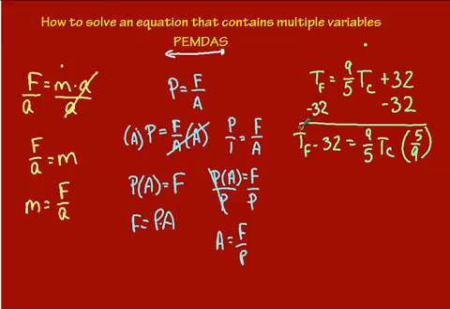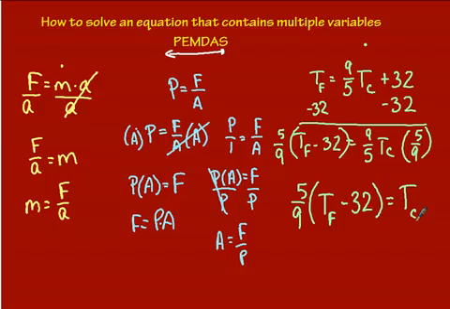Do it to that side. You have to do it to the entire other side. You can't just pick to do it to one part or the other. You have to do it to the entire thing, so throw your parentheses in there. And now, these will cross cancel, reduce to 1, and we have 5/9 times T sub F, Fahrenheit, minus 32 is equal to the temperature in Celsius.